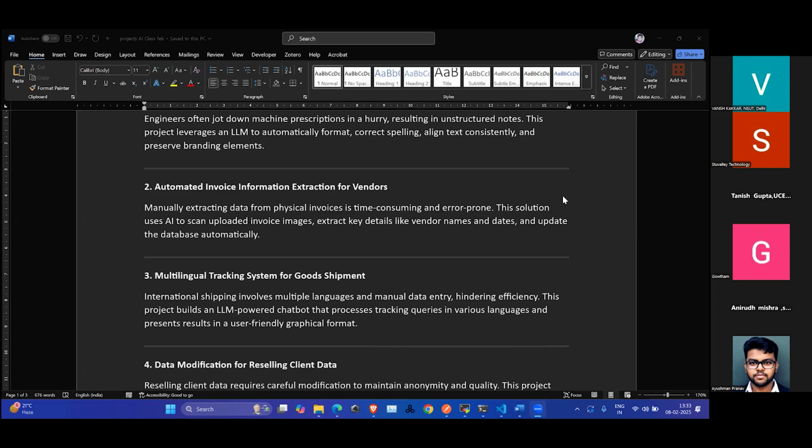The second one: if you have a client, the client has so many vendors, and the vendors have their own invoices, which might be in different languages. Yes, in the group also, and we will share everything in your portals. This is just for your showcase. We will share everything in very great detail.